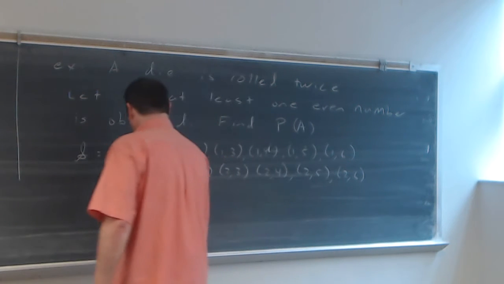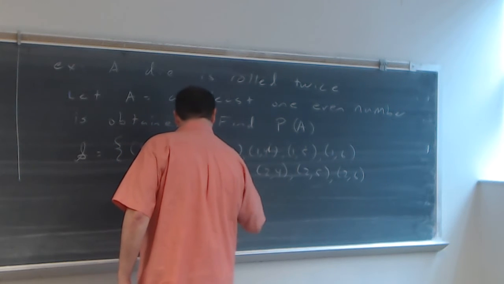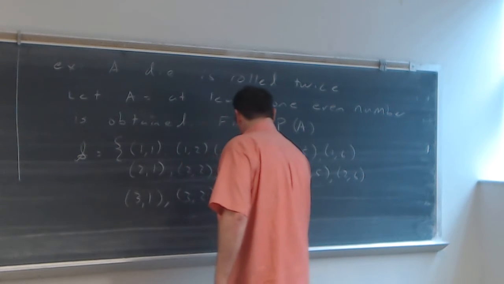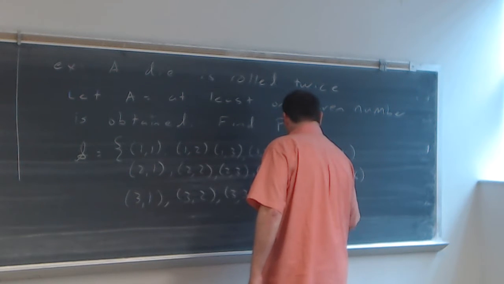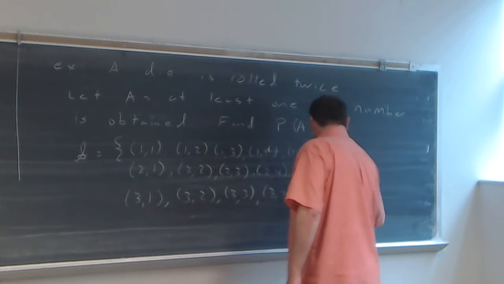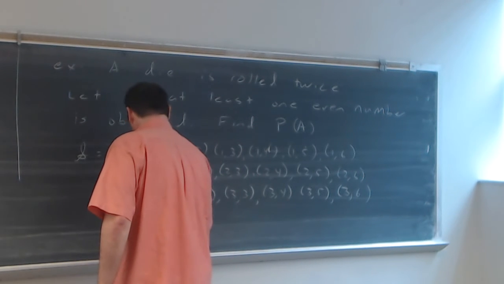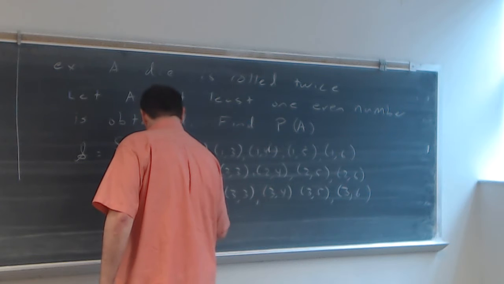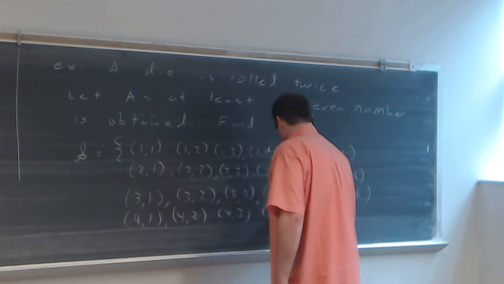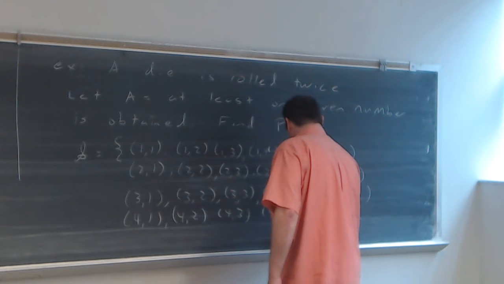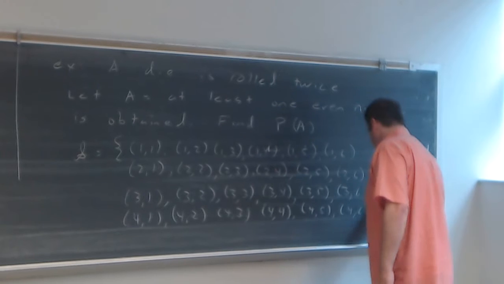Could have gotten 3,1; 3,2; 3,3; 3,4; 3,5; and 3,6. Could have gotten 4,1; 4,2; 4,3; 4,4; 4,5; and 4,6.